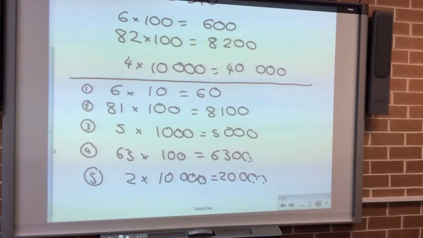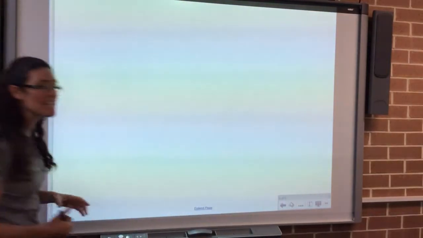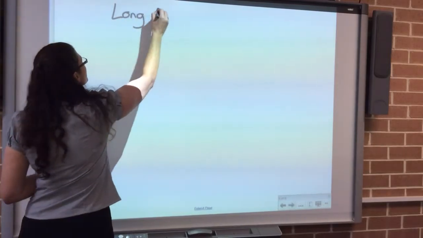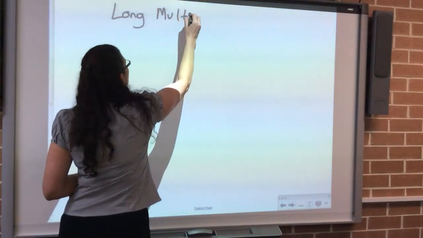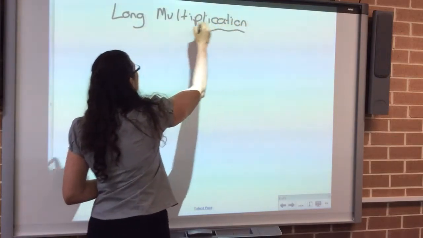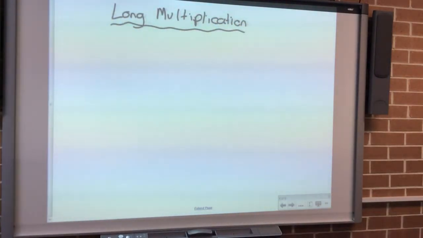Okay, so we've gone from the easiest multiplication, now we're going to do the hard ones. Alright, the next subheading is long multiplication. If our other methods don't work, so we can't split it, we can't do tens, it's not our times tables, then we need to use the algorithm.